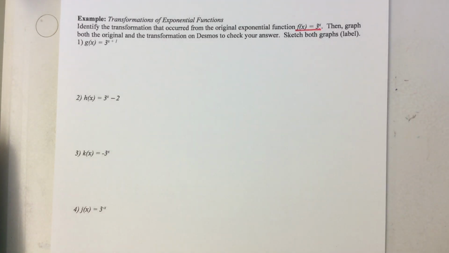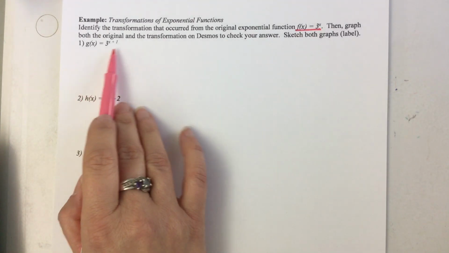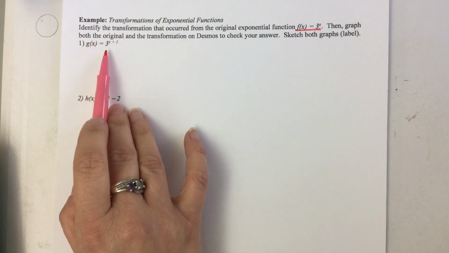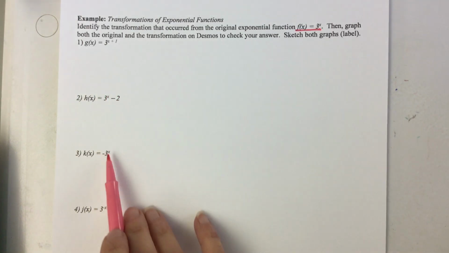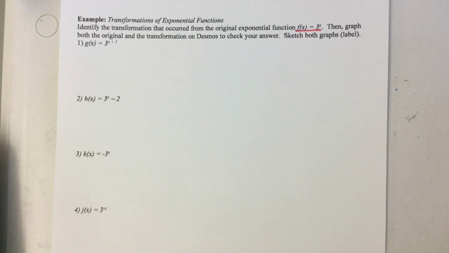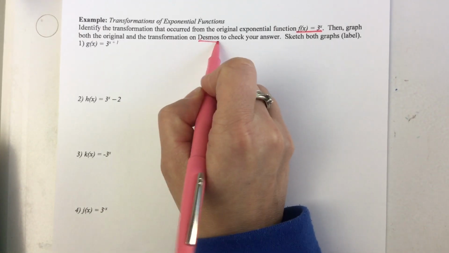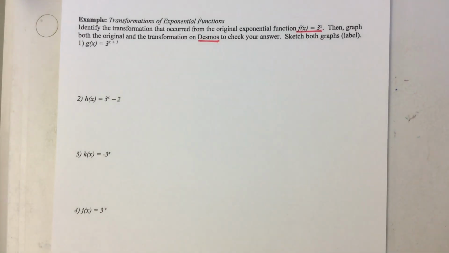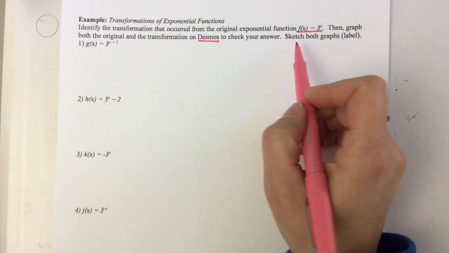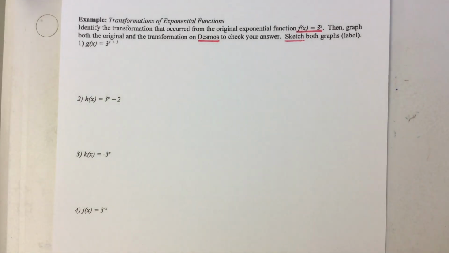They want us to, number one, go ahead and identify the transformations that are occurring. How can I get from this function to any of these functions? So we state the transformations. Then we will be using Desmos.com to have that visual component. We want to see what the transformations actually do to the original graph. Finally, be able to sketch both graphs and label.